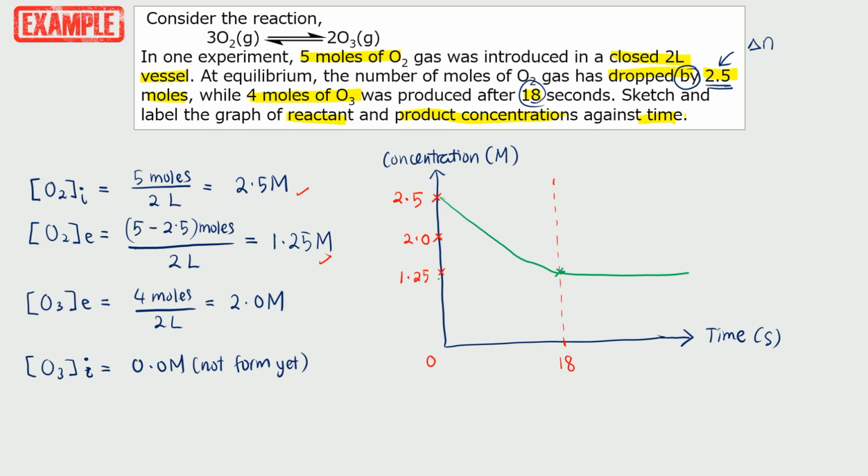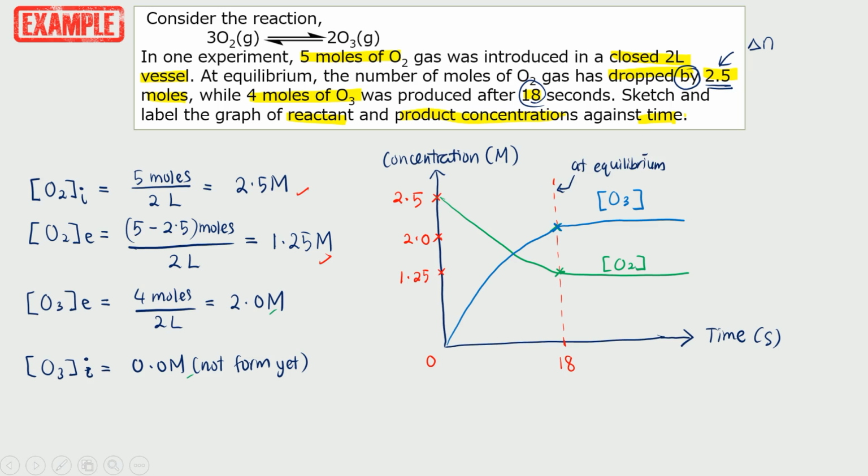Next, from 0, the O3 curve comes up to 2.0, somewhere here. Don't forget to label this is O3, and this is the concentration of O2. One more thing you have to label here is at equilibrium.